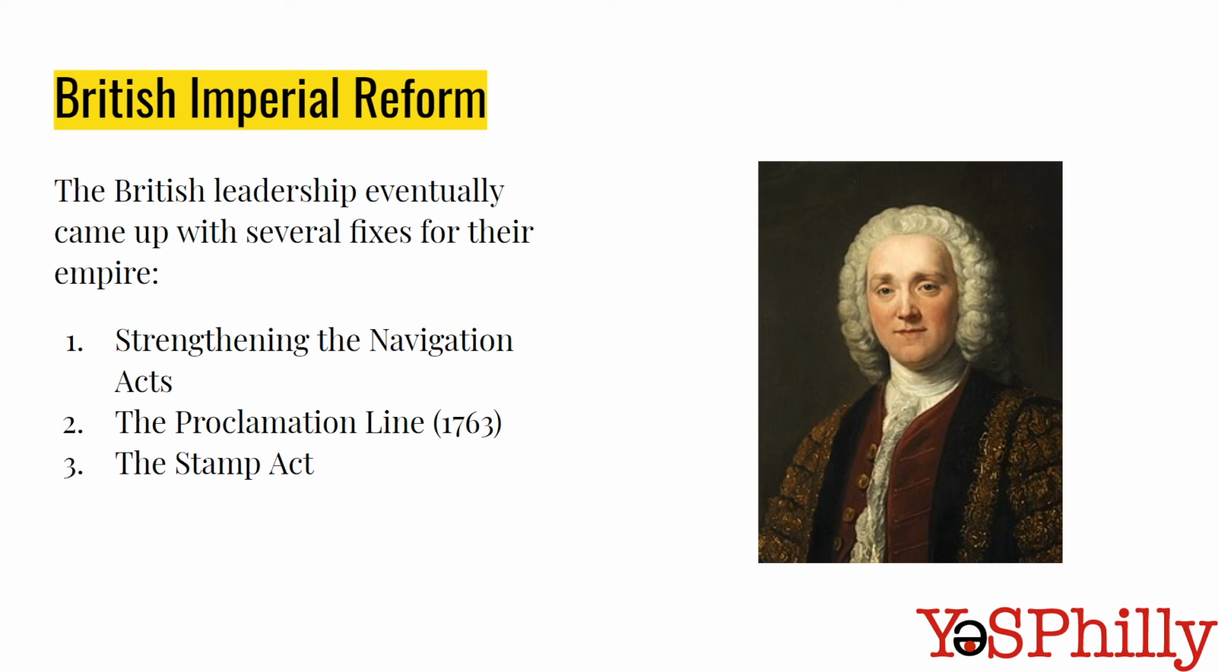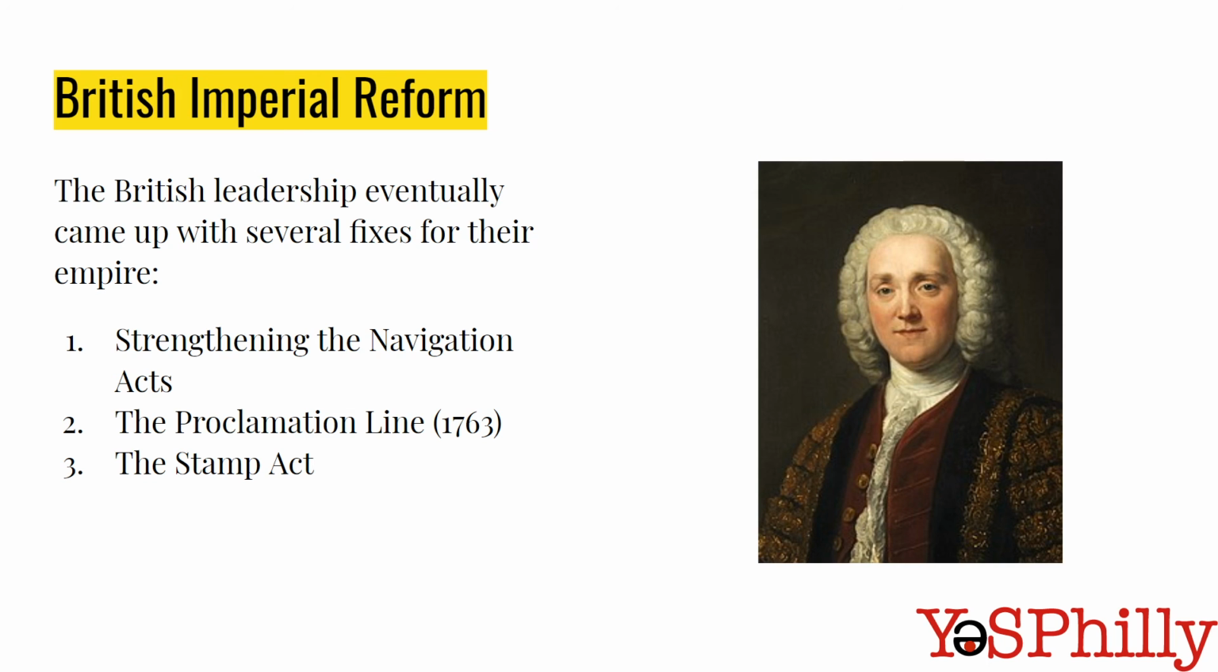And so that leads the British, under leadership of this guy, Grenville, to come up with several fixes for their empire. Several things that they believe are going to fix their empire, put it on strong footing, prevent things like Pontiac's War from happening, prevent the French from coming back, and of course, most importantly, get that money that they need to keep their empire running. So, these are three things that they do. They want to strengthen a set of laws called the Navigation Acts. They issue what's called the Proclamation Line of 1763, and then they issued the Stamp Act.